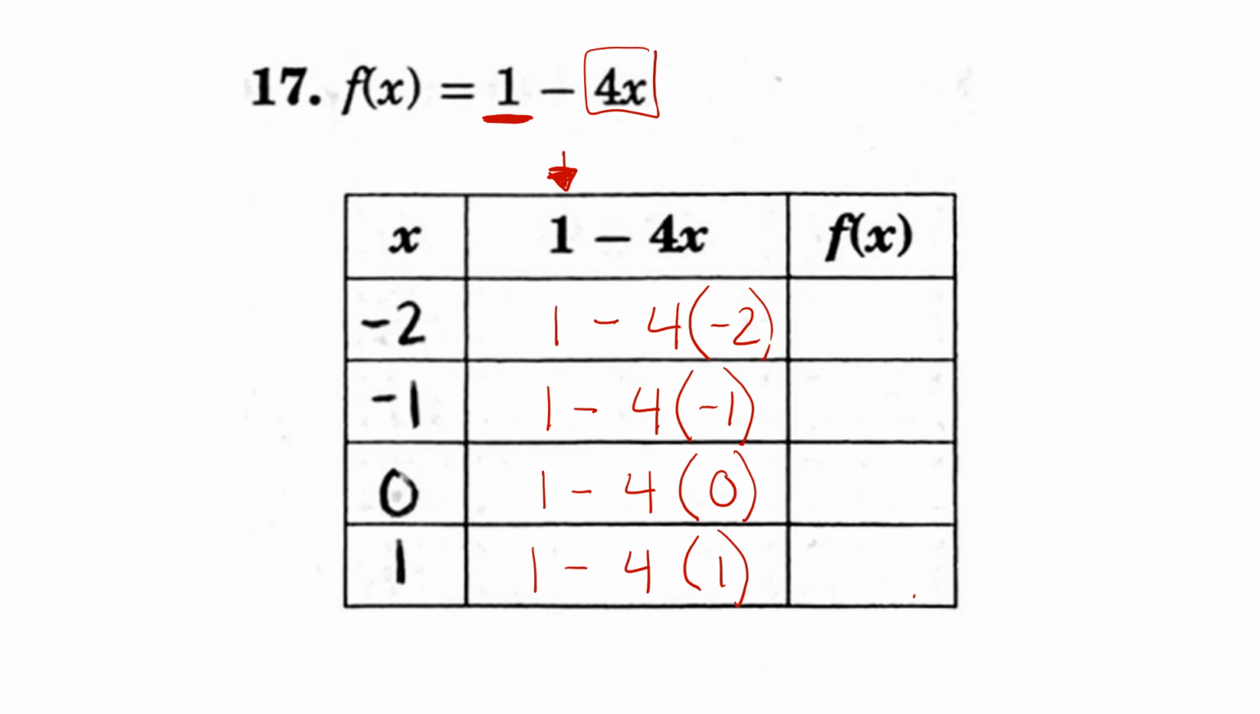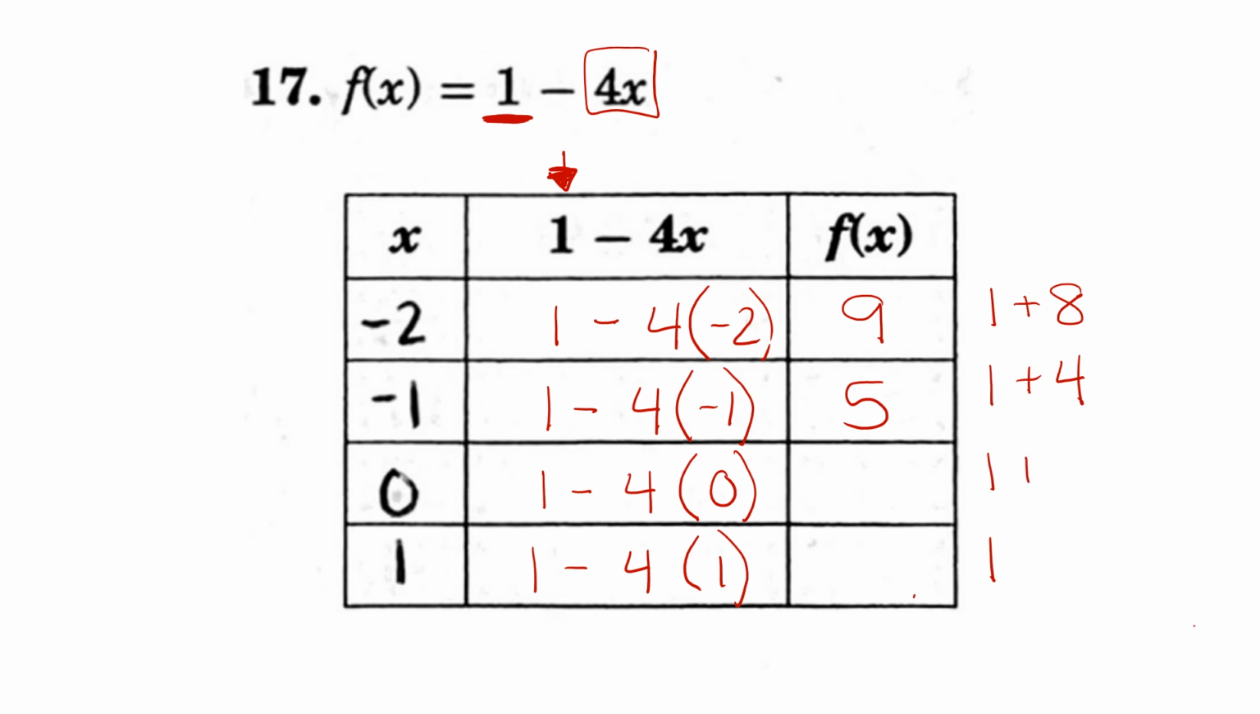When we are solving the problem, the 1 stays in the front. You can think of the minus 4 as a negative 4. So negative 4 times negative 2. Two negatives make a positive 8. 1 plus 8 is 9. Negative 4 times negative 1. Again, two negatives make a positive 4. 1 plus 4 gives us 5.